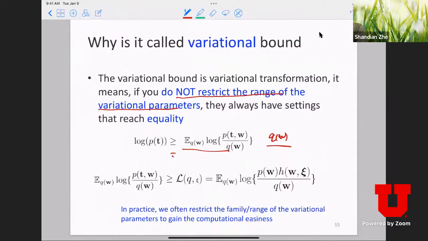And for the local variational inference, if you don't restrict C and you assume you're always able to get the true optimal C, then you can make sure that your lower bound reaches the original ELBO. So that's why it's called a variational bound. But in practice, to compromise for computation, we have to restrict the family or the range of the variational parameters to gain computational ease. Again, there's no free lunch.